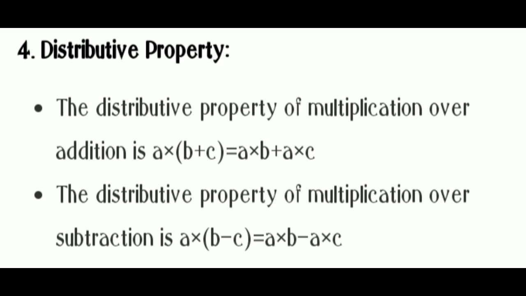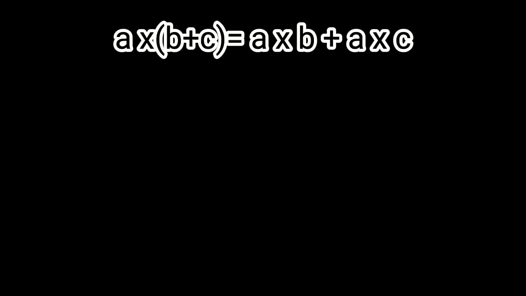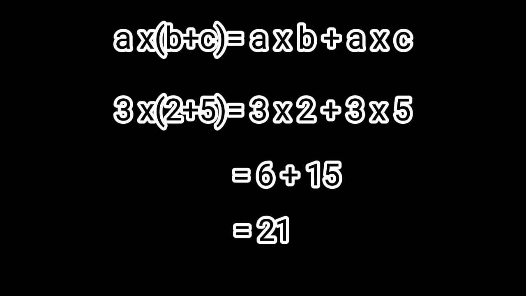Okay, let's proceed to distributive property. The distributive property of multiplication over addition is a times (b plus c) is equal to a times b plus a times c. For example, a is equal to 3, b is equal to 2, and c is equal to 5. So we follow the formula: 3 times (2 plus 5) is equal to 3 times 2 plus 3 times 5.